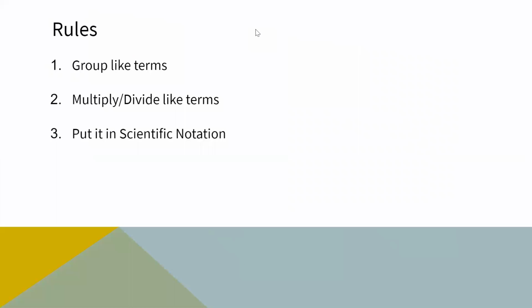These are the rules that I came up with. So you're going to group like terms. So by like terms, remember that I'm talking about grouping your factors and grouping your powers together. And then you're going to be multiplying or dividing those factors or powers. And then at the very end, you're going to check to make sure that it's in scientific notation. If not, put it in scientific notation.